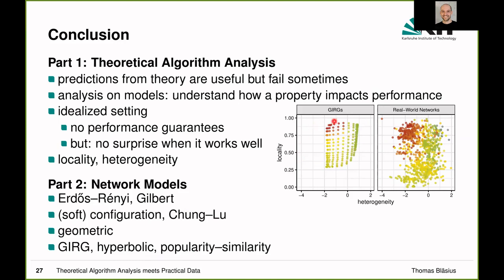And this picture, by the way, you see only GIRGs. These are the geometric inhomogeneous random graphs. I mentioned earlier you have this concept of temperature, which lets you scale the amount of locality, and you can scale the amount of heterogeneity by changing the power law exponent. So you can just use the geometric inhomogeneous random graph model to generate all these networks in this picture and get an overview of what changes depending on heterogeneity and locality.